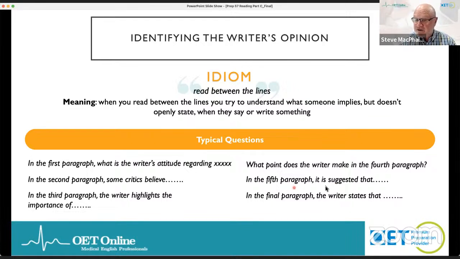In the fifth paragraph, it is suggested, this is a very open question, it is suggested that. So something is suggested. Again, with the word suggested, it kind of implies that it's not said directly. Again, it's implied. In the final paragraph, the writer states that. Again, he might state something, but it's an opinion, so it will be in different words to what you see in the text.